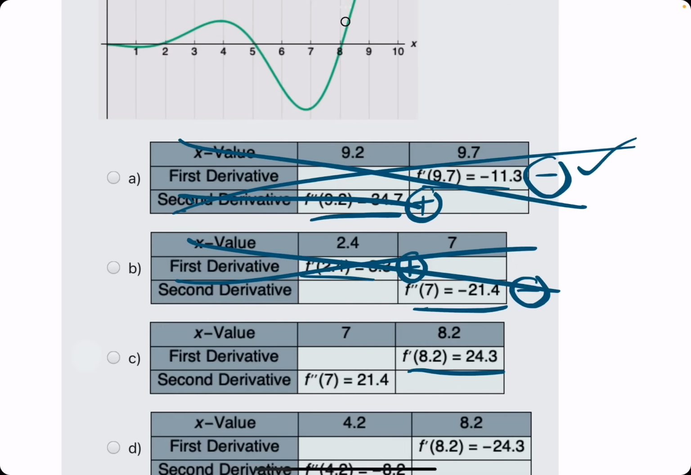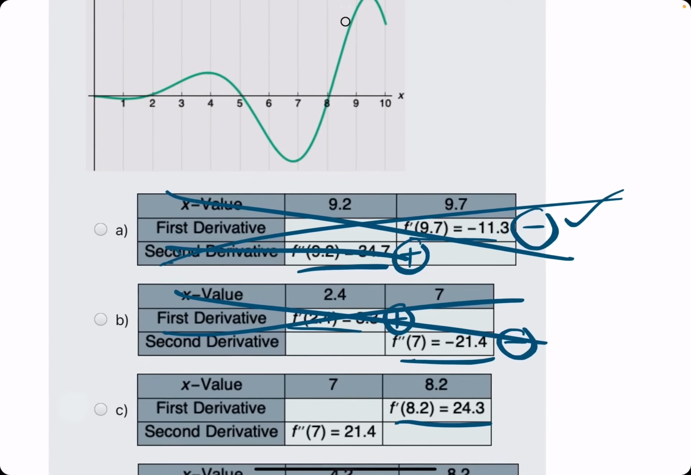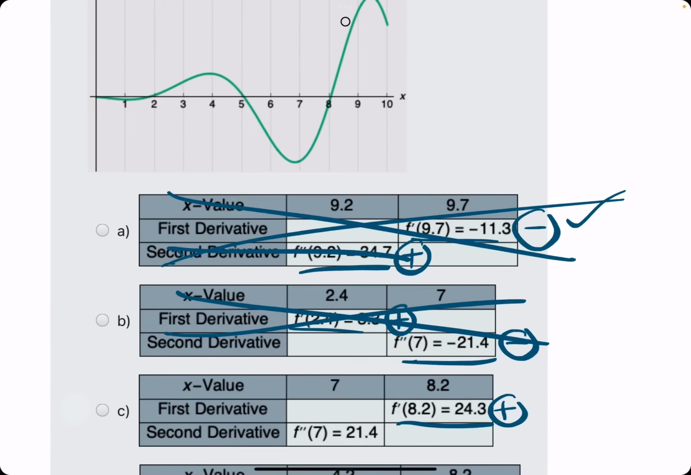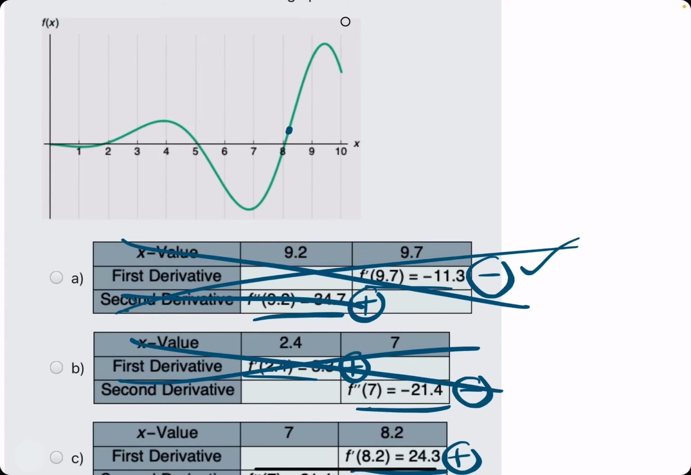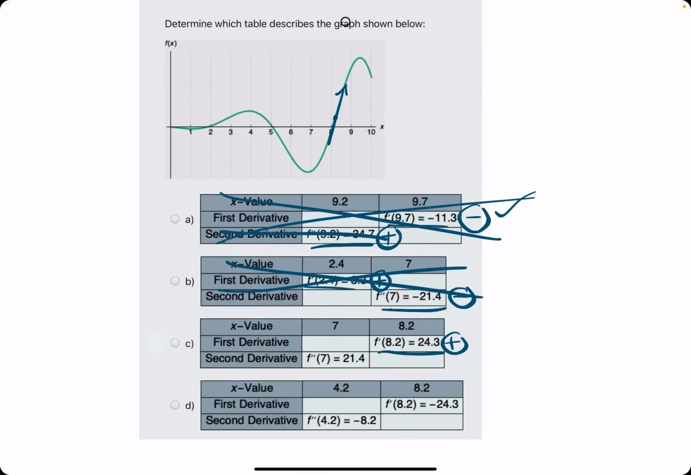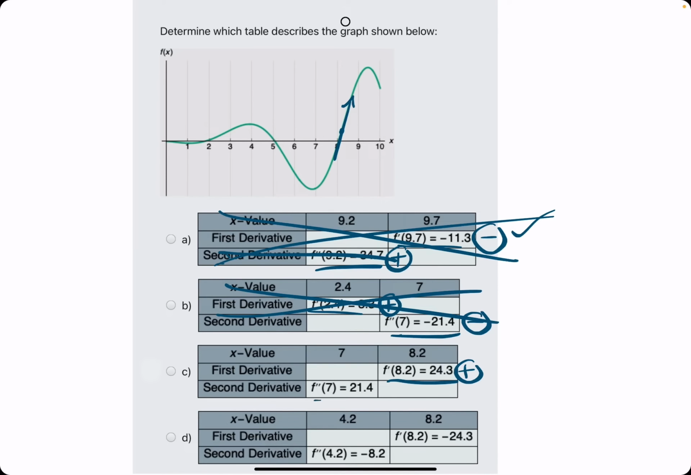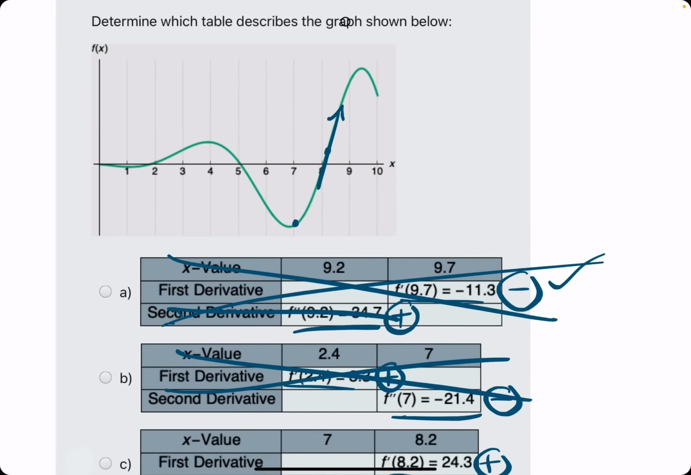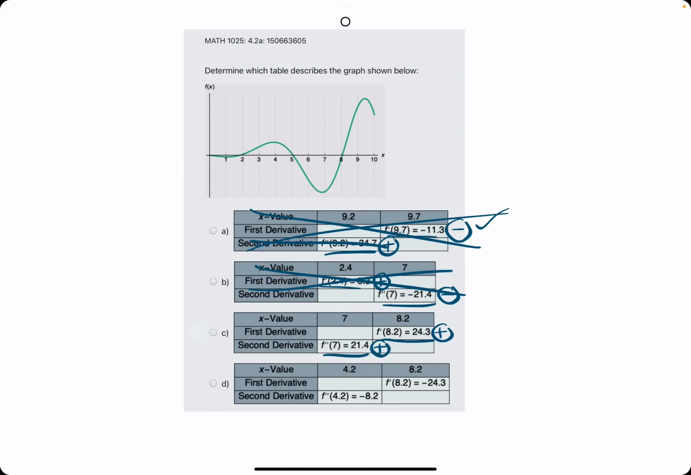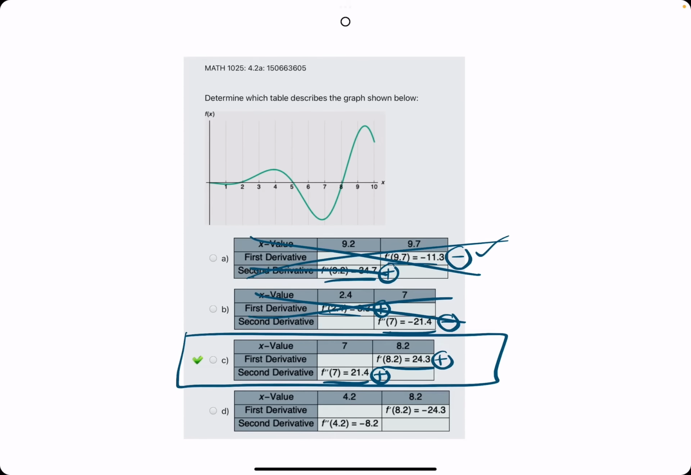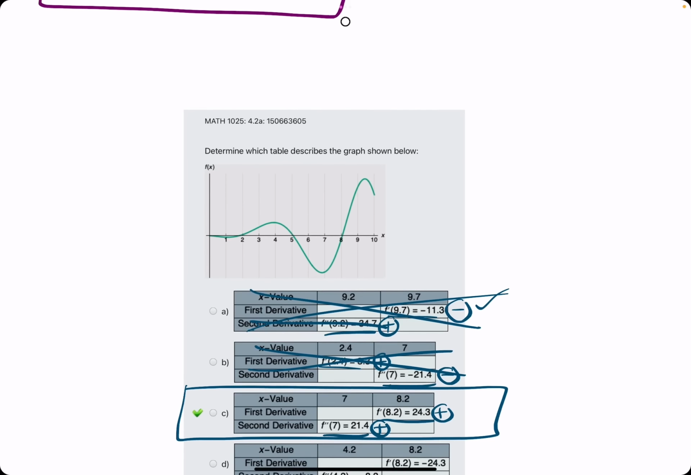They say that f prime at 8.2 is positive, and at 8.2 we do have a very positive slope, so that seems good so far. And then the second derivative at x equals 7 is positive as well, indicating that f should be concave up at this point, and that is true. So C looks like our answer. Let's break out the eraser to confirm that C is in fact the answer.